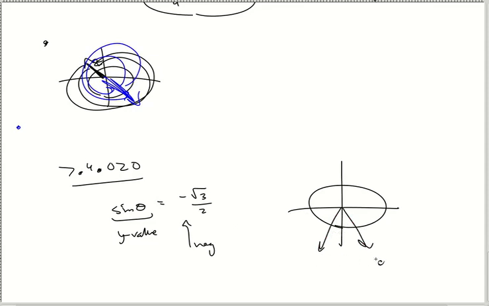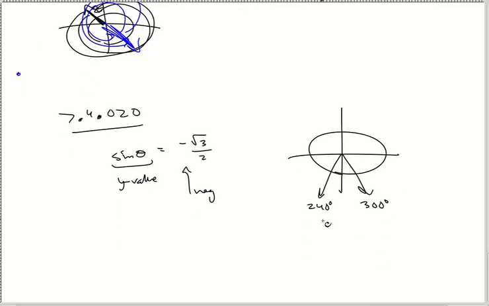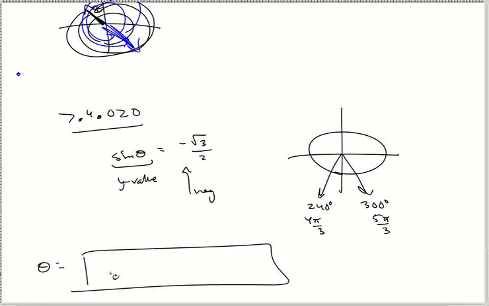That would be at, this is definitely 300. So this is 240. Well, they don't want degrees, obviously. So this is going to be a 4 pi over 3. This is a 5 pi over 3. Those are my 2 answers. So I say, okay, well, theta then, my answers should be 4 pi over 3 plus 2 pi k, 5 pi over 3 plus 2 pi k.